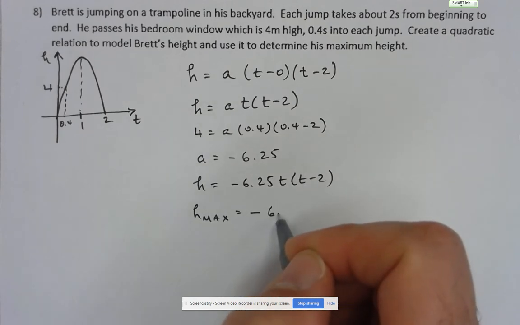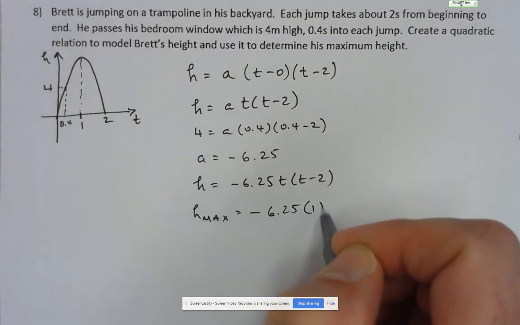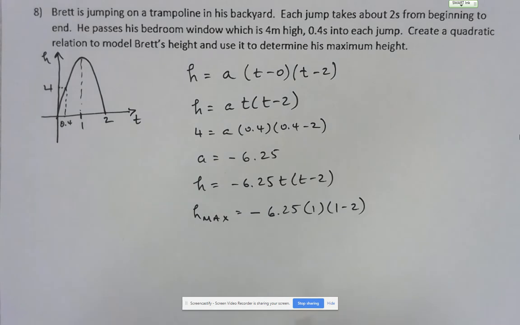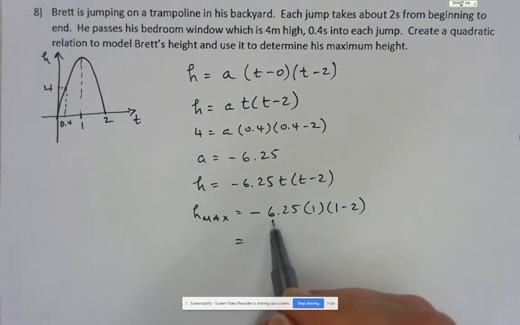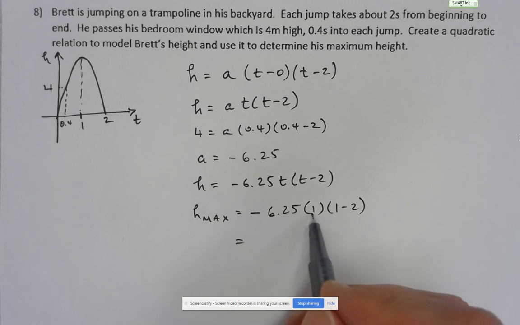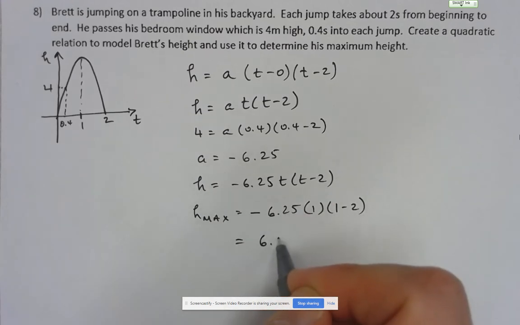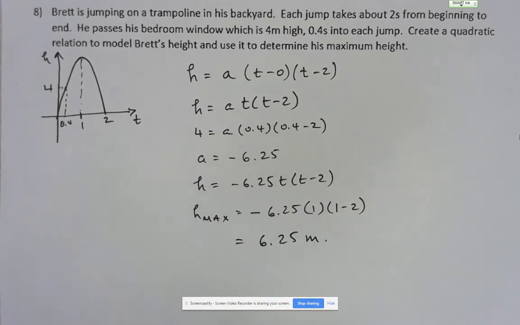So negative 6.25 times 1 minus 2. But I realize that this is just equal to negative 1. So negative 6.25 times 1 times negative 1 is just positive 6.25 meters. So that's the maximum height.